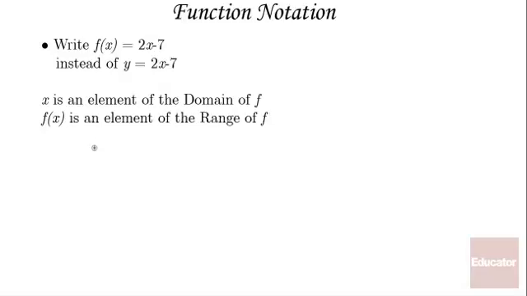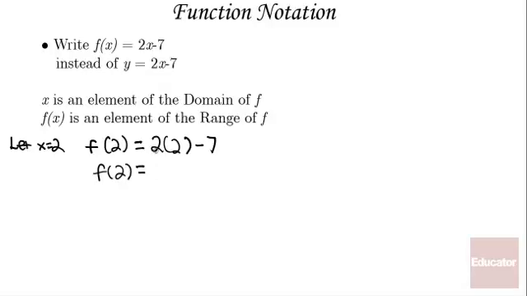Another thing you may see is a value assigned to x. Let's say I'm going to let x equal 2. Then you may see it written like this, and this is f of 2. This is the value of the function, the value of y, when x is 2. So I'm going to substitute in 2 wherever I see an x, and that gives me 4 minus 7. So f of 2 is negative 3.